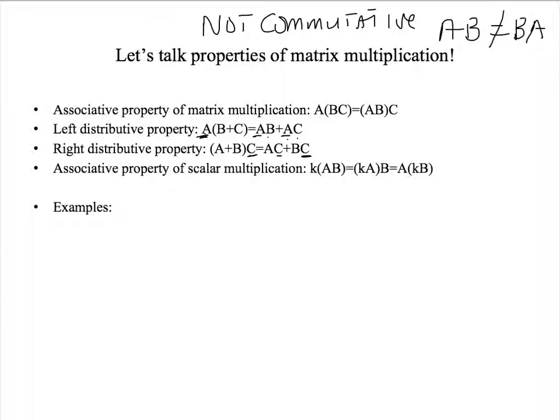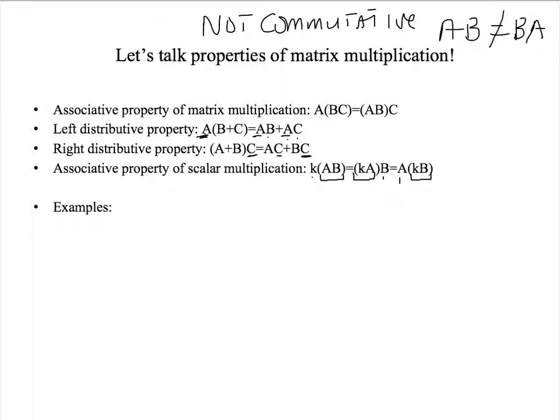The associative property of scalar multiplication. If I am multiplying a scalar by the product of two matrices, that's the same as multiplying the scalar by the first matrix and then multiplying that product by the second, or multiplying the scalar by the second matrix and then multiplying that by the first matrix.